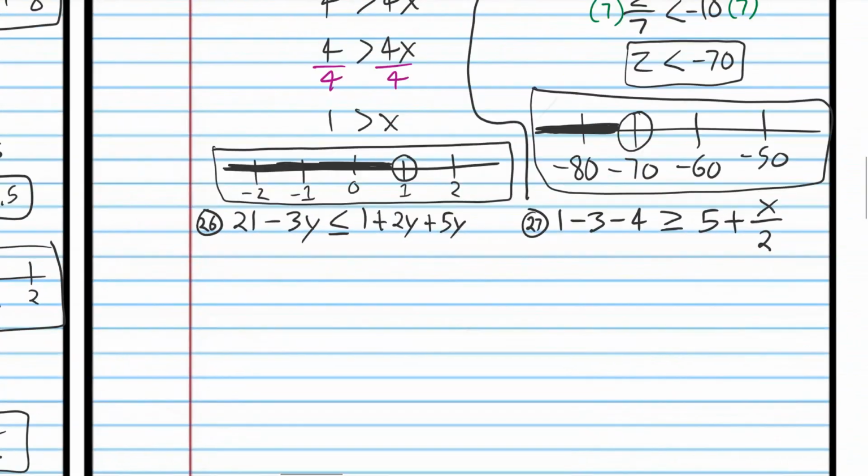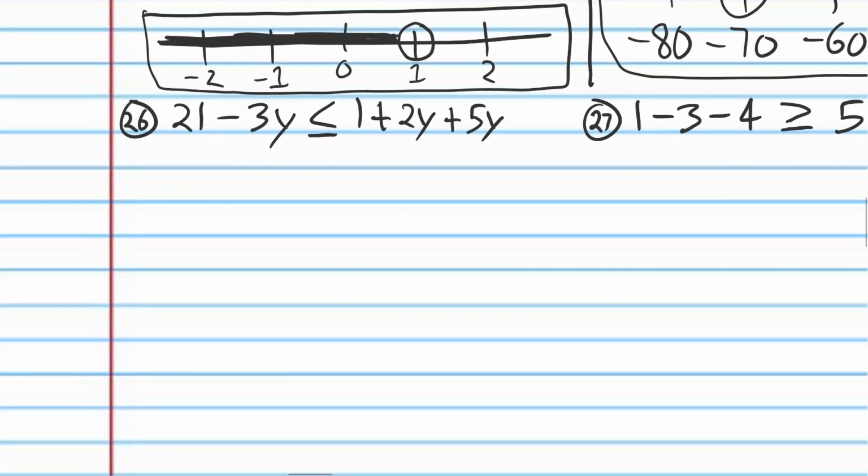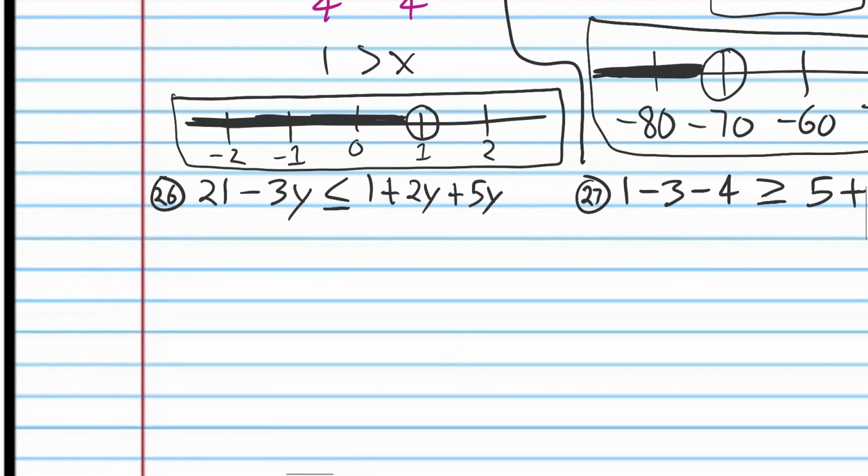All right, so for number 26, something different is present here. We have a sign that's a little different from what we're used to. This is called a less than or equal to sign, because you have the less than sign, but you also have a horizontal line below it. So that means less than or equal to. All that means is that when you draw your graph, this dot here is going to be filled in because it can be equal to whatever our inequality says.